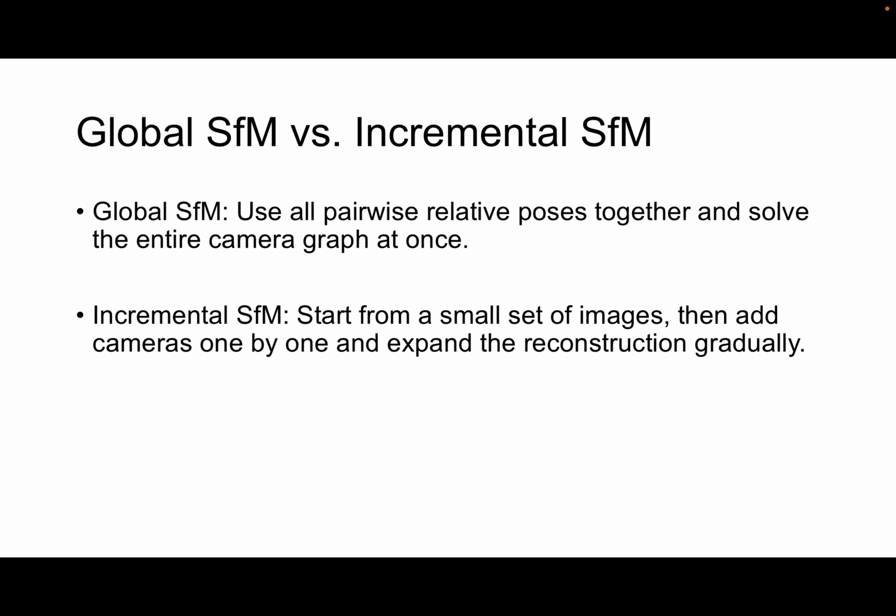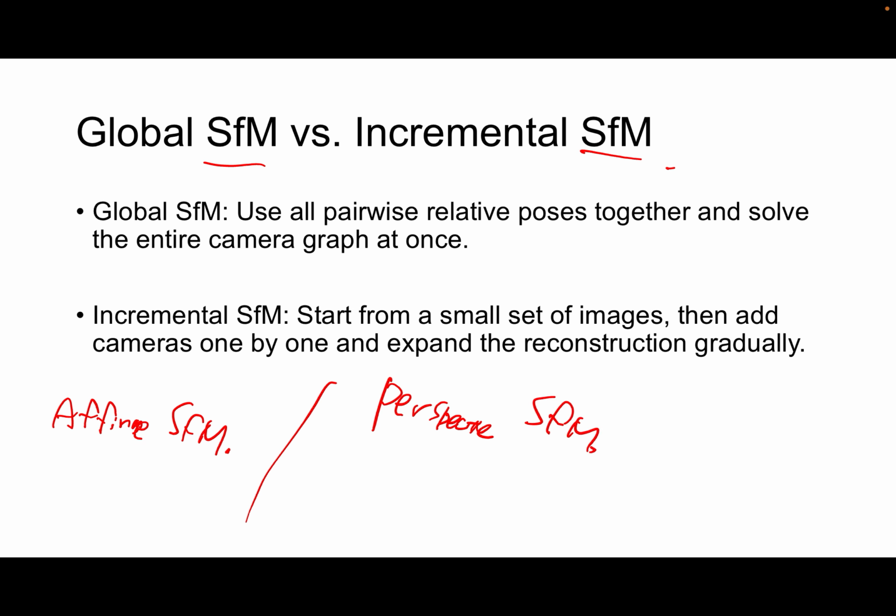And in perspective SfM, there are two kinds of SfM, unfortunately. So it's a little bit complicated. Affine SfM and perspective SfM, and they are global.